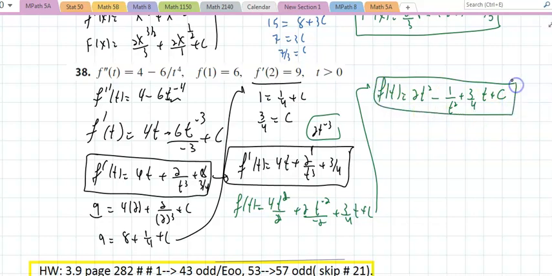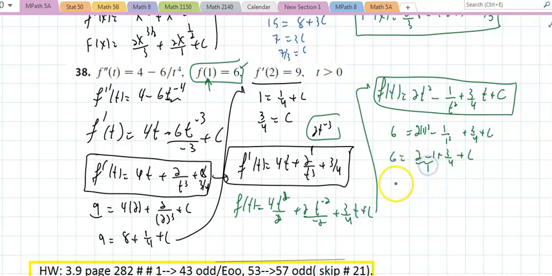And the same deal happens again. I know that when t is 1, f is 6. 6 equals 2 minus 1 plus 3/4 plus c. So this is a 1. I could say 24 equal 4 plus 3 plus 4c. That's a 7. 24 minus 7 is 17. And c would be 17 over 4. And I could replace that by 17 over 4. And that would be my answer.